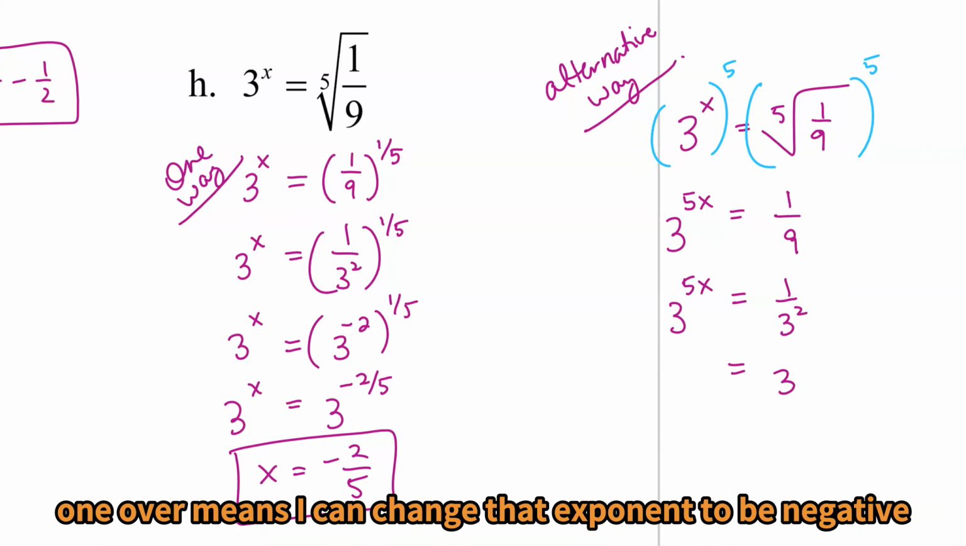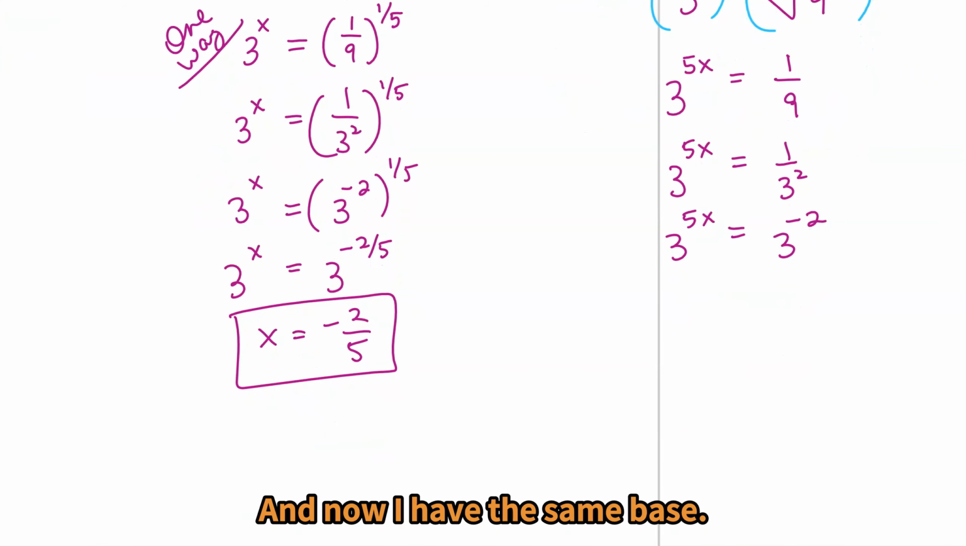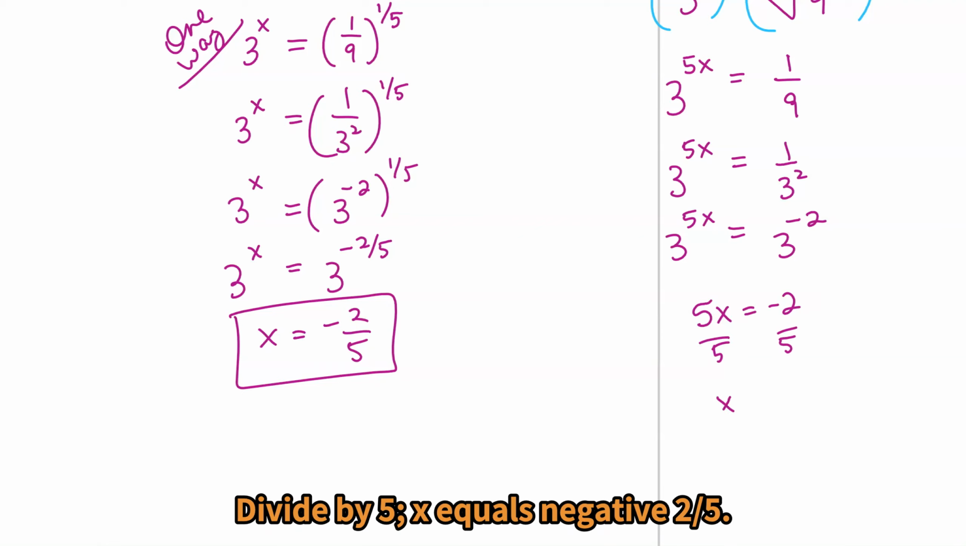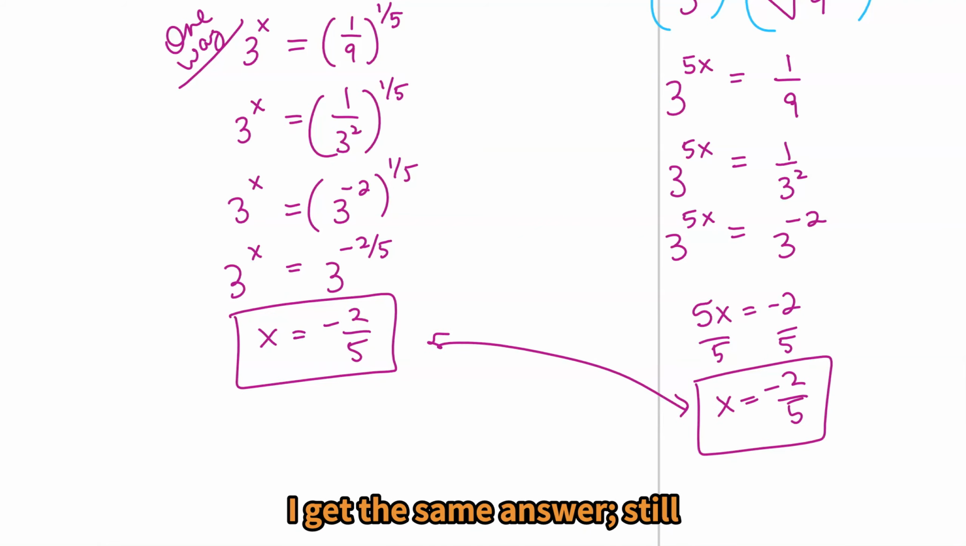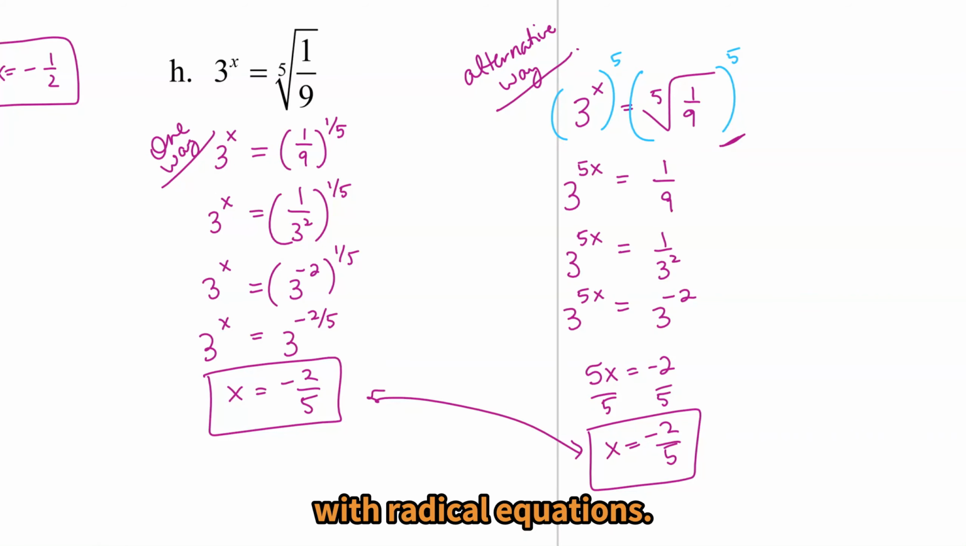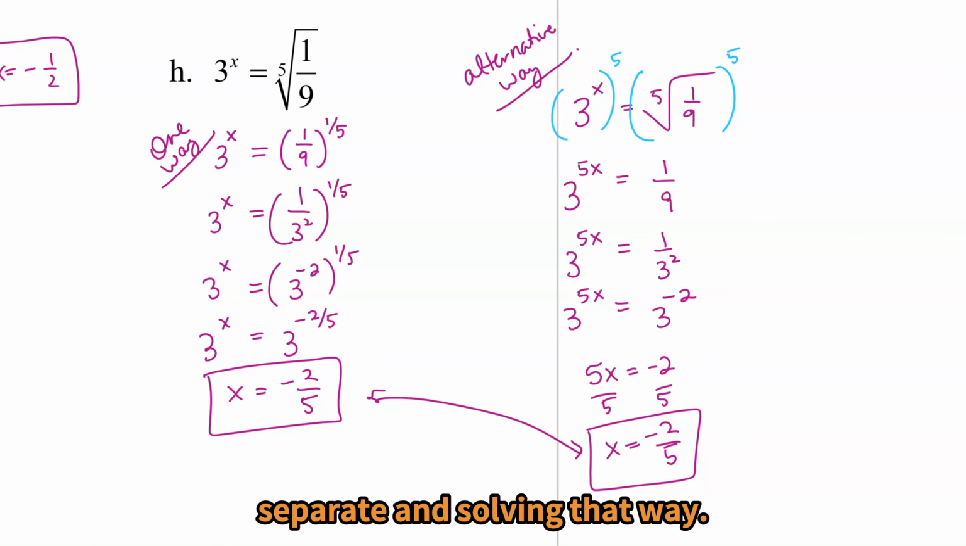1 over means I can change that exponent to be negative. 3 to the negative 2 power, 3 to the 5x. And now I have the same base. I equate the exponents. 5x equals negative 2. Get x by itself. Divide by 5. X equals negative 2/5. I get the same answer. Still using properties that we've already talked about with radical equations, or just sticking with the two sides remaining separate and solving that way.